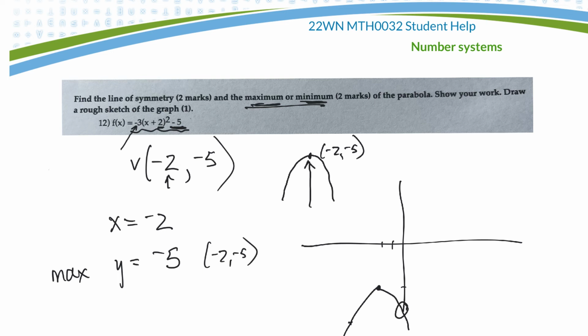To figure out the y-intercept, it didn't ask for that, but if you wanted to, you'd just plug in a 0 everywhere you see an x, and then solve. So 0 plus 2 is 2, 2 squared is 4, 4 times -3 is -12, -5, so it'd be -17. So it would cross at -17.